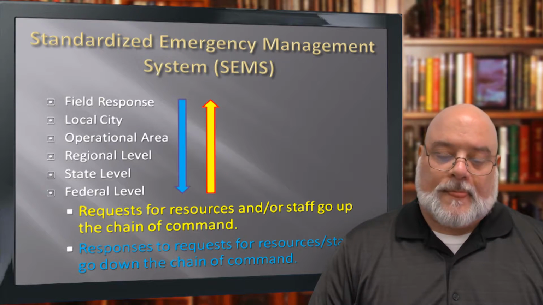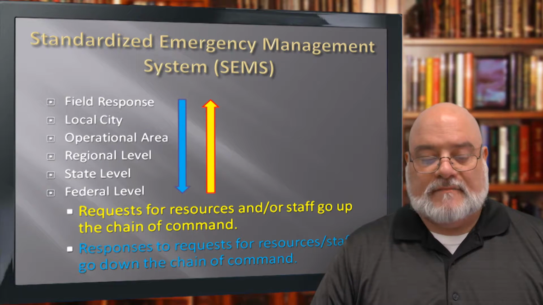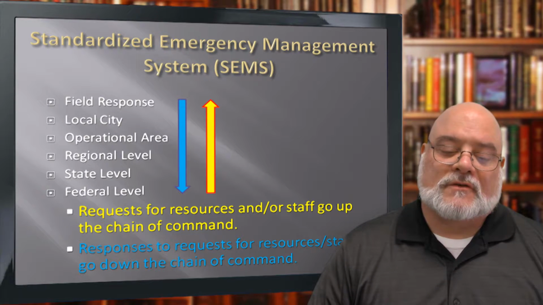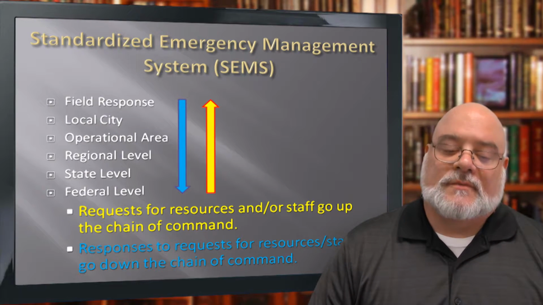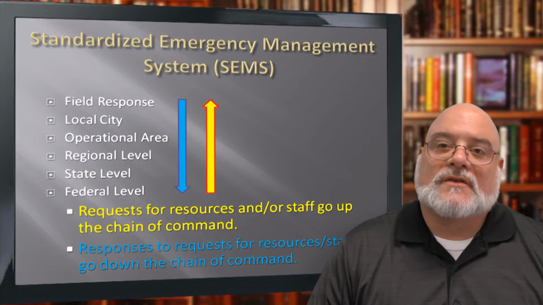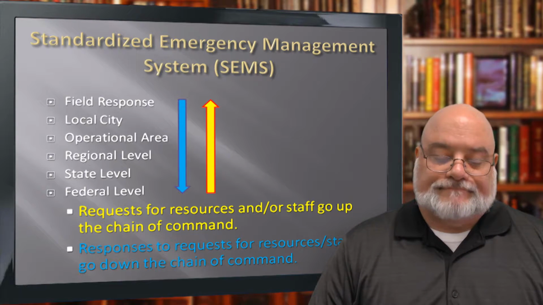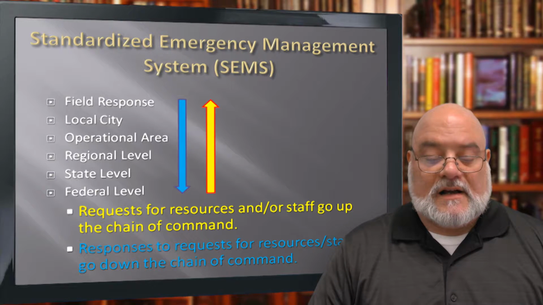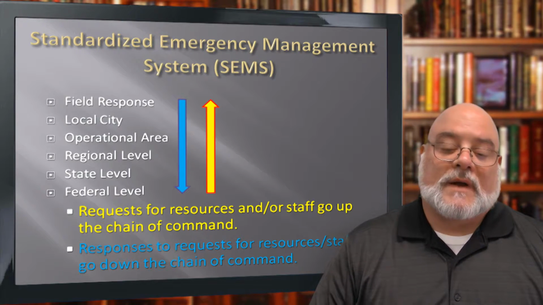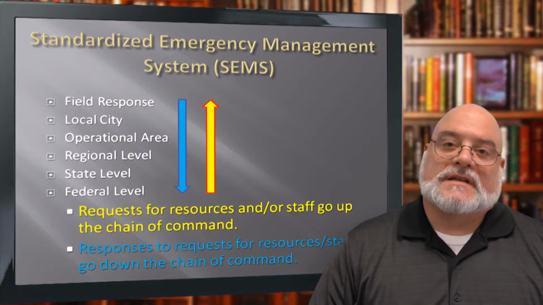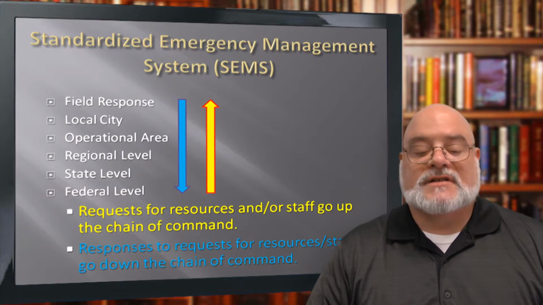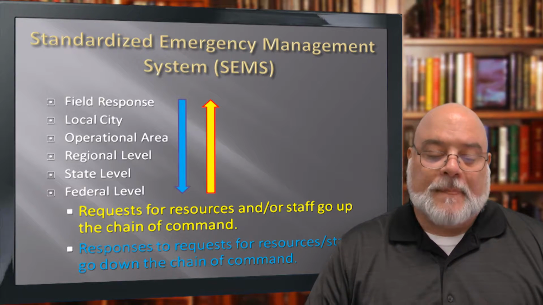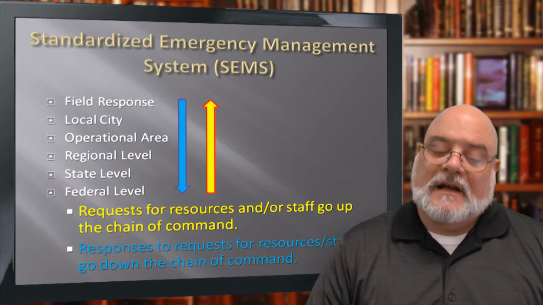So it goes up the chain, and then when you get responses back from the federal level, the feds don't communicate directly with the field. That would make no sense. So, requests for resources and staff go up the chain, and then they work their way down. So the feds talk to the state. At the state level, they talk to the regions. Regionally, they talk to the operational area, most times the MHOAC. Then it goes to the local city if needed, and then to the field.